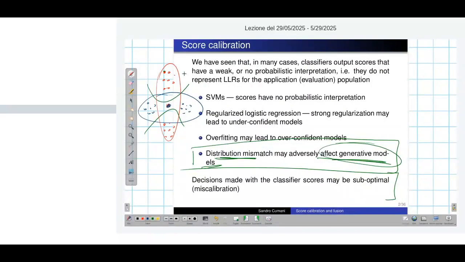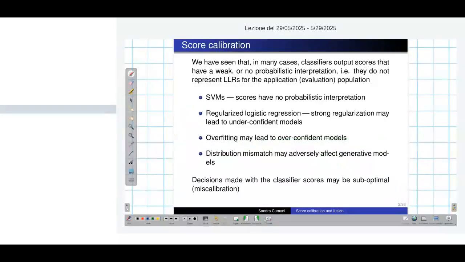This similar distribution mismatch may also lead to calibration issues. So even generative models are not guaranteed to provide us scores that are well calibrated. We'll see another example later when we discuss GMM. When scores are not well calibrated, it means that the decisions we make are worse than what we could make if we were using a different threshold.